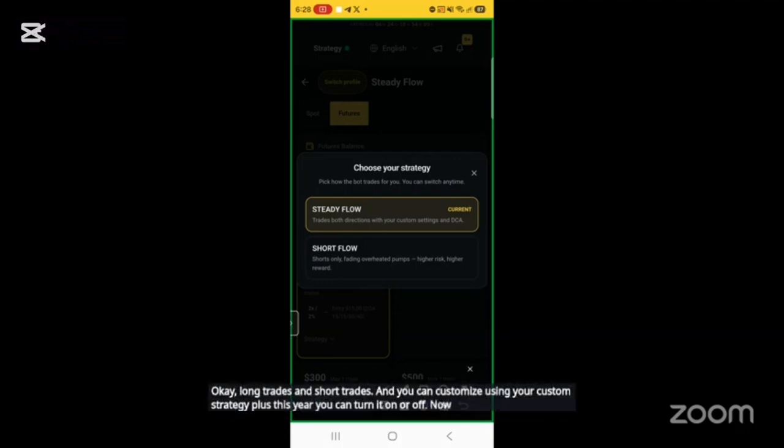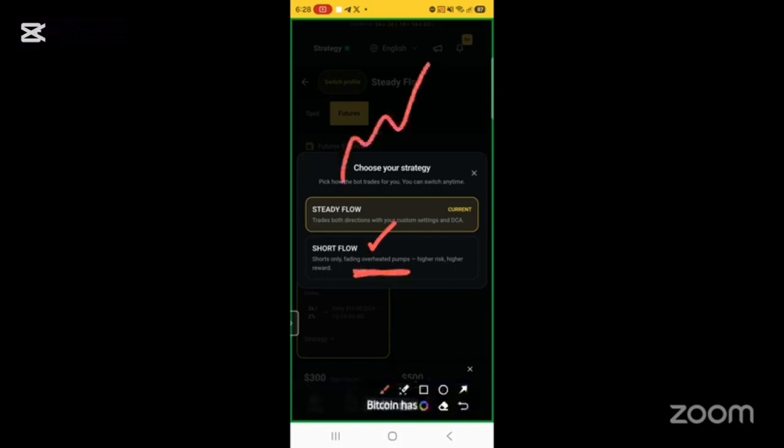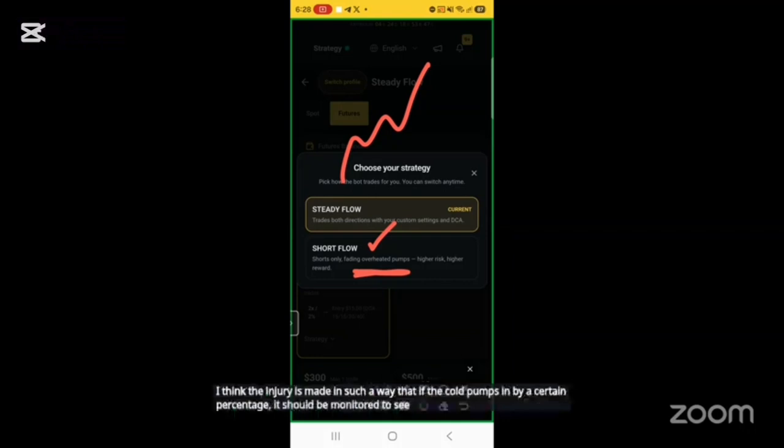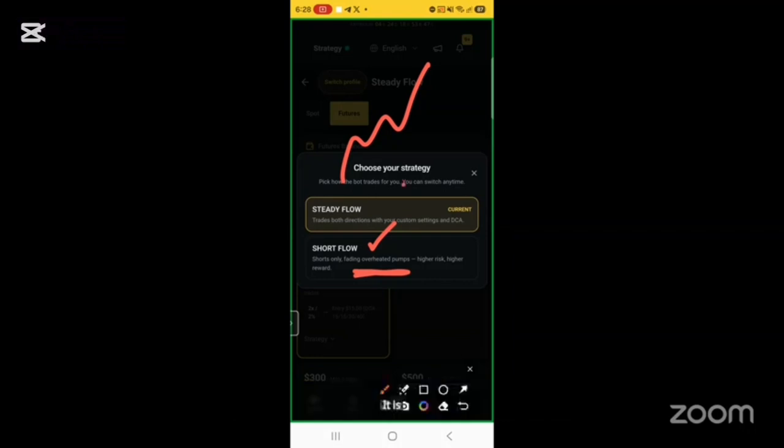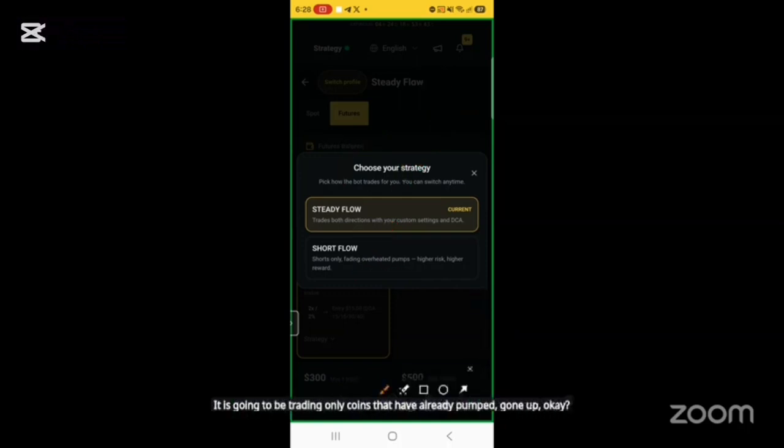Now, when we come here to Short Flow, it says short only, trading overheated pumps. I think here they mean a coin has pumped by a certain percentage. I think the engine is made in such a way that if a coin pumps by a certain percentage, it should be monitored to see whether a short can be taken on that coin. So it is going to be trading on coins that have already pumped, gone up. Maybe they are exhausted.